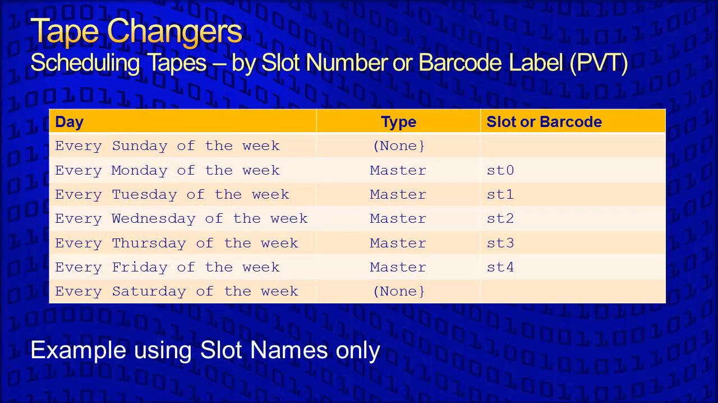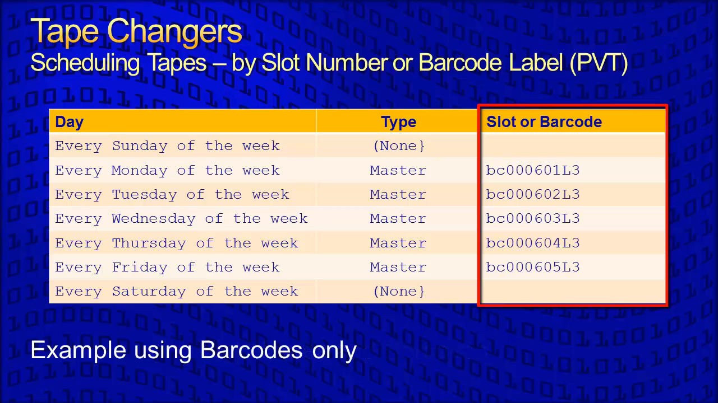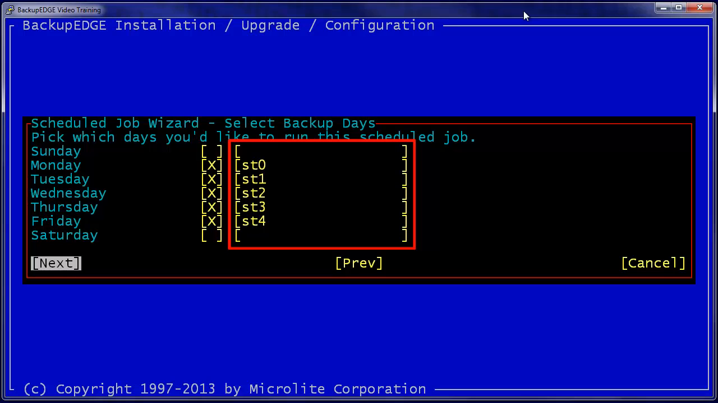You may identify tapes to be used during scheduled backups by slot name and barcode combinations, or all by barcode at your option. During initial setup of BackupEDGE, when a tape resource with a changer are detected and selected, a wizard screen appears to make it easy to schedule nightly backups to different tapes. Here is a completed example using slot names to address the individual tapes. Here is another completed example using barcodes for tape selection.